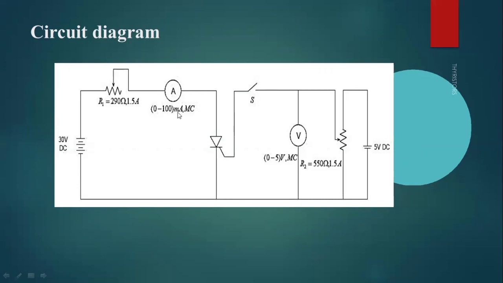0 to 100 milliampere, and a voltmeter in parallel, that is 0 to 5 volt. And this is the SCR, the switch which we are using. So we are actually finding the latching and holding current of the SCR. And there will be a switch also we are using. So this same circuit diagram, I will now show you as the hardware, how we implement that in hardware.